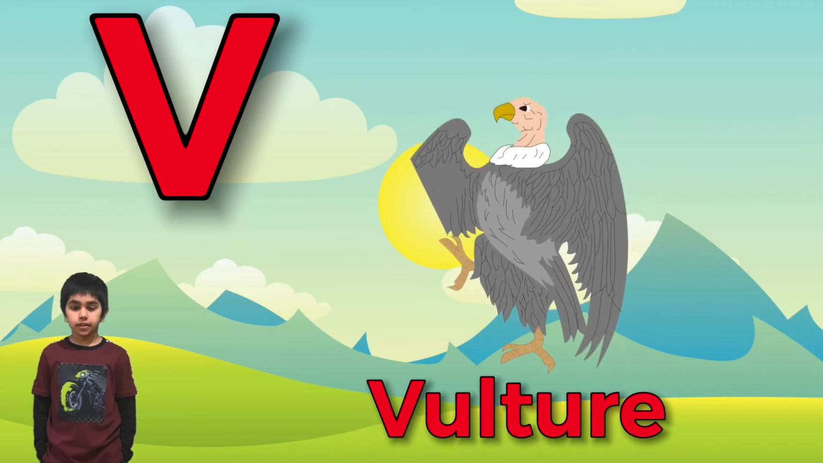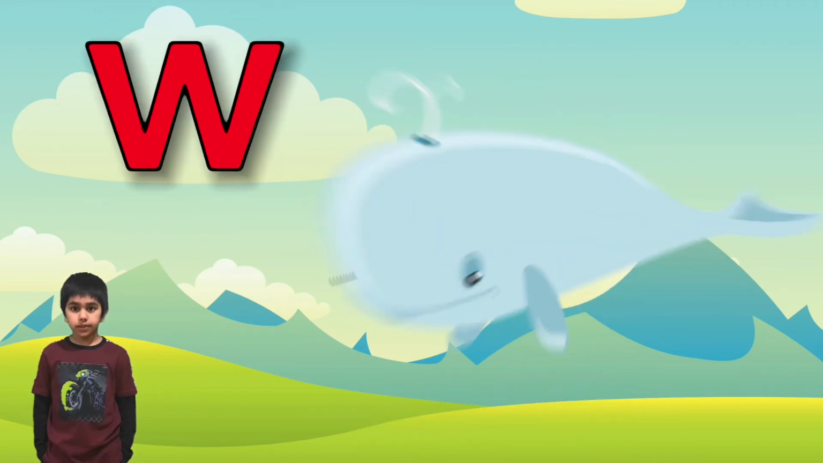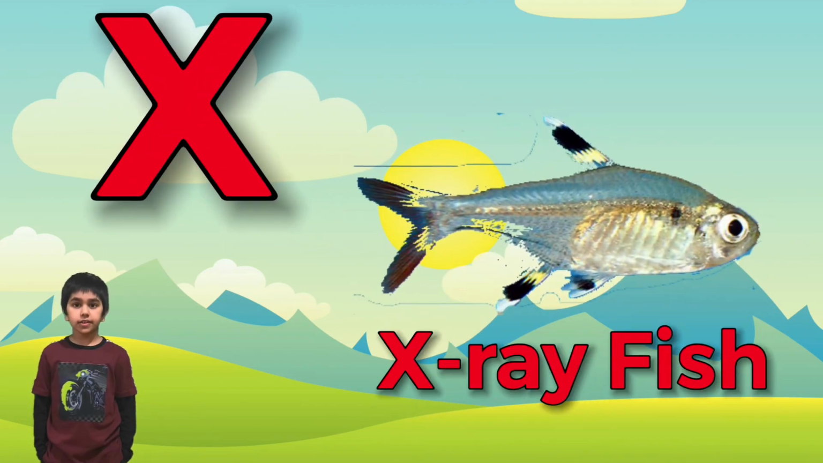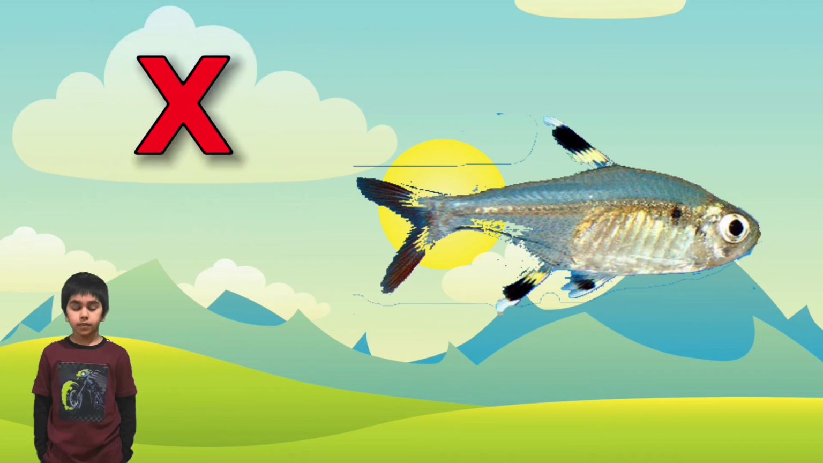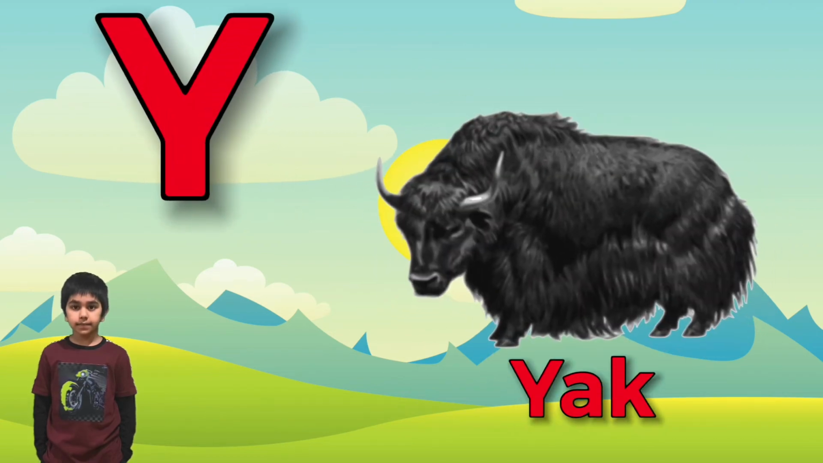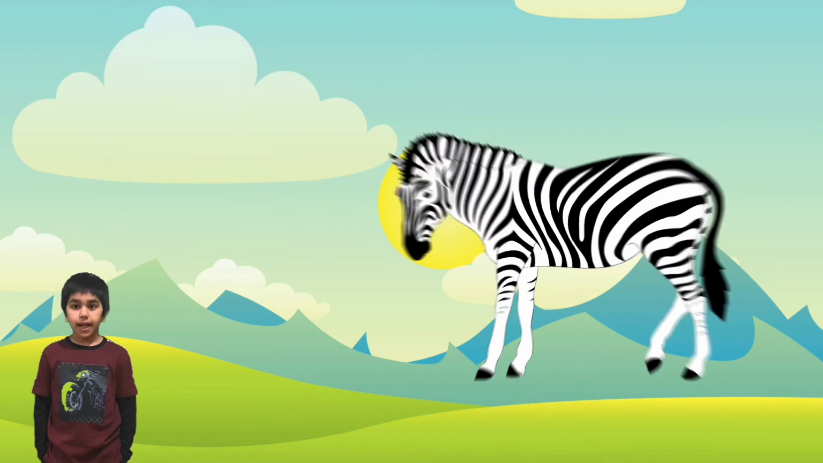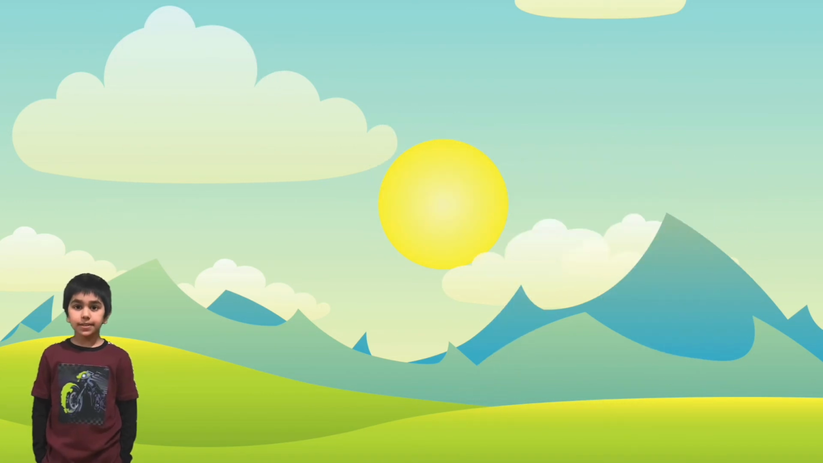V is for vulture. W is for whale. X is for X-ray fish. Y is for yak. Z is for zebra. And those are the animal ABCs.